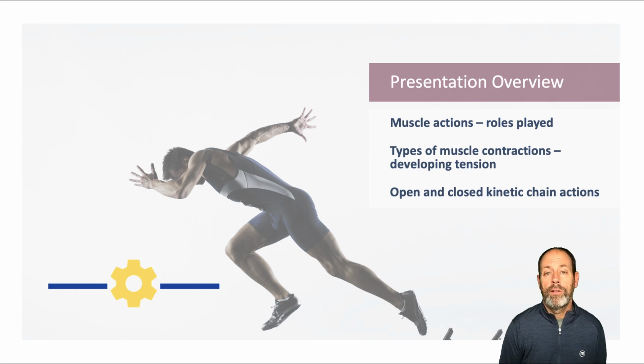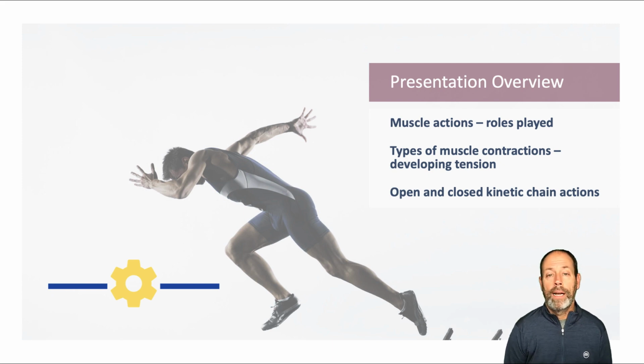We'll also consider the different types of contractions that muscles can produce. Sometimes they produce tension and the muscle shortens. That's a concentric contraction. Sometimes they produce tension but lengthen. That's an eccentric contraction. And sometimes they produce tension and there's no movement, which is an isometric contraction.